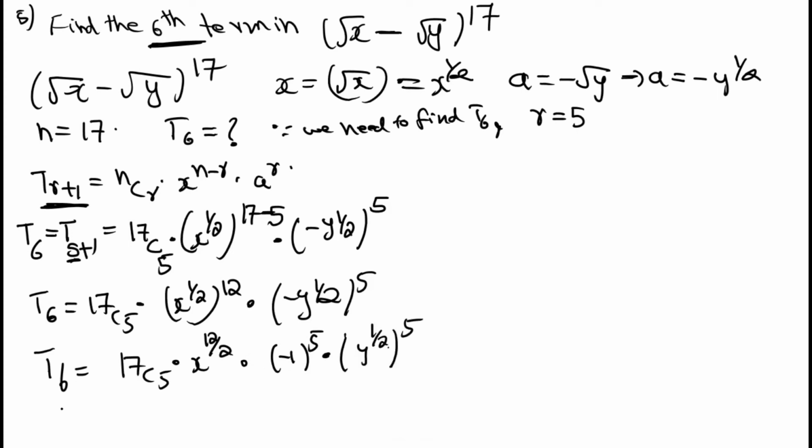Okay, simplify this one. T6 equal to 17C5 into x to the power 6 into minus 1 to the power 5 is minus 1. So here you will get minus. Okay, then y to the power 5 by 2. Okay, this is the solution for the given question.